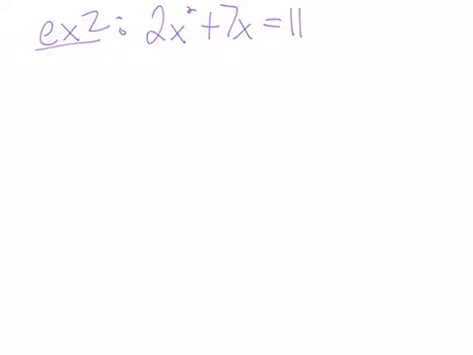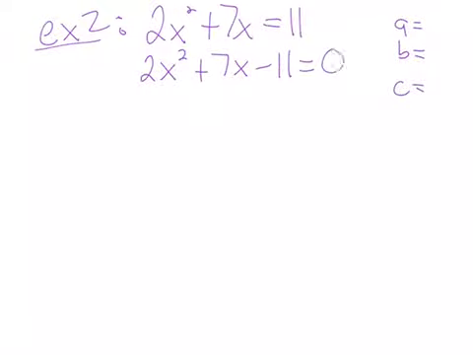Let's try one more. So we'll call this example 2. And my equation is 2x squared plus 7x equals 11. Now what's unusual about this question is that you are not allowed to tell me A, B, and C just yet. See if you notice something about the way that this problem is written. What's strange about it is that the 11 is on the wrong side of the equal sign. All three values to be in standard form have to be on the left-hand side. So I'm going to go ahead and move that 11 over. Equals 0. So when I move the 11 over, now you're able to tell me A, B, and C.